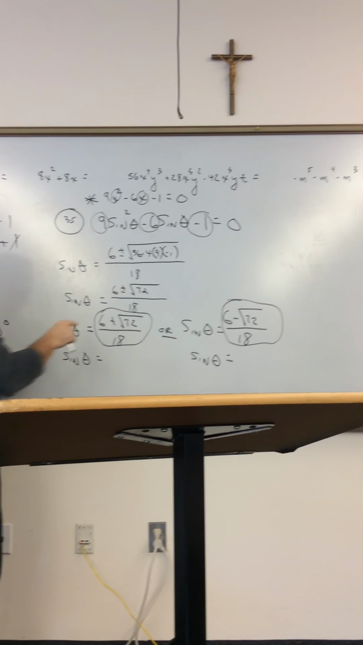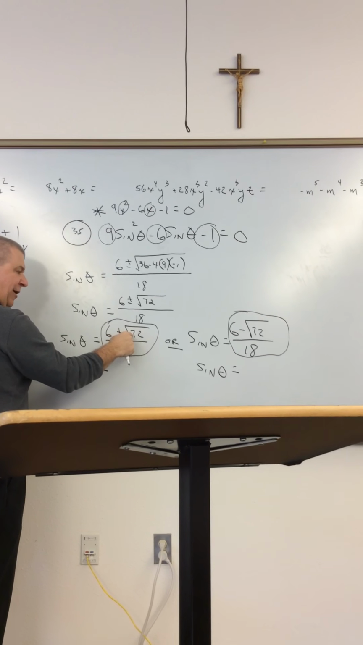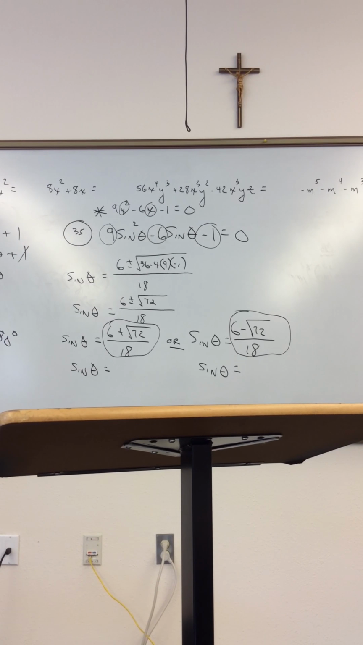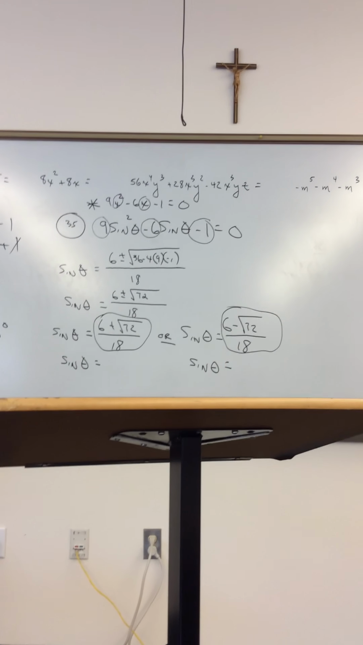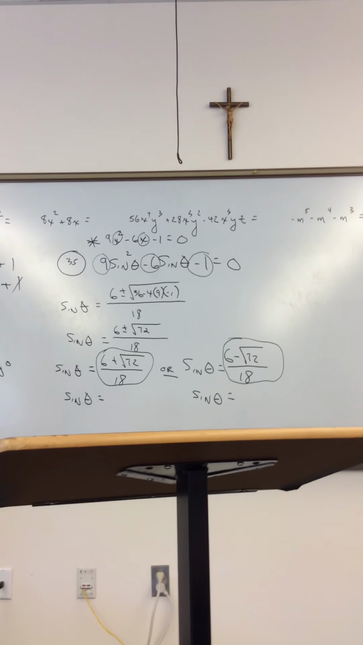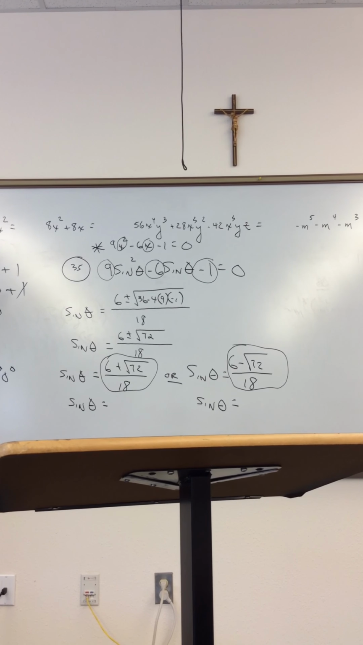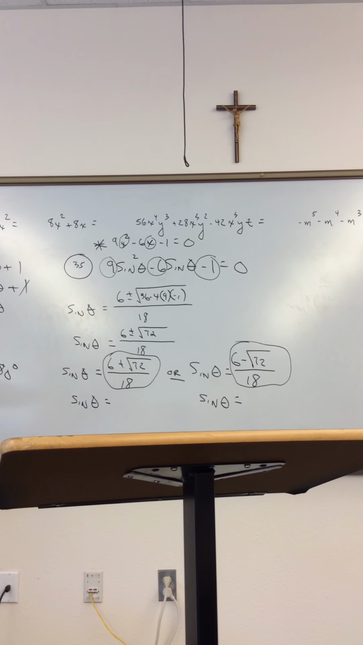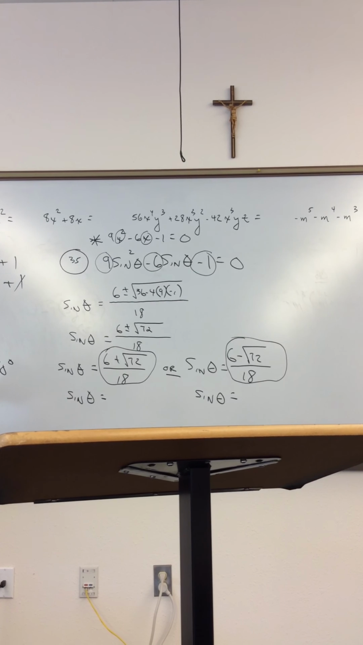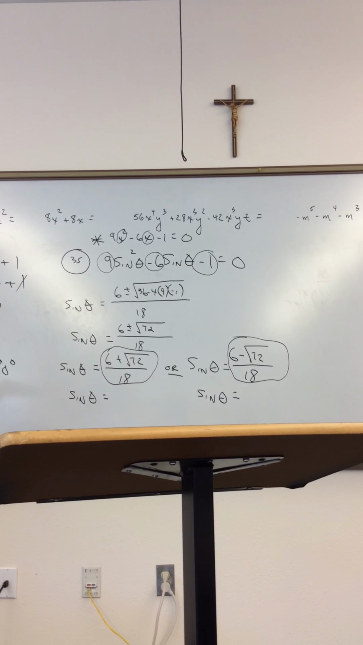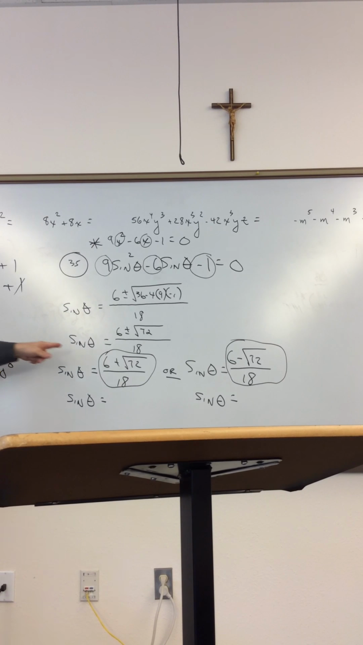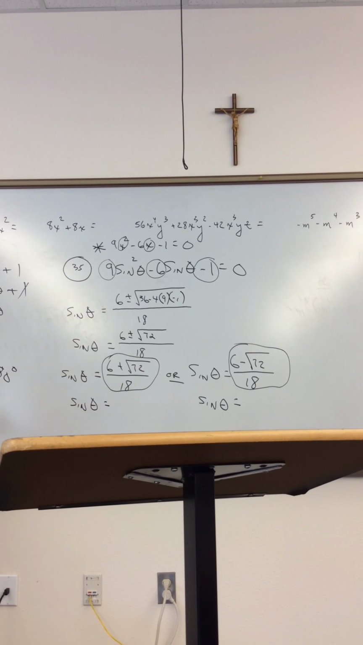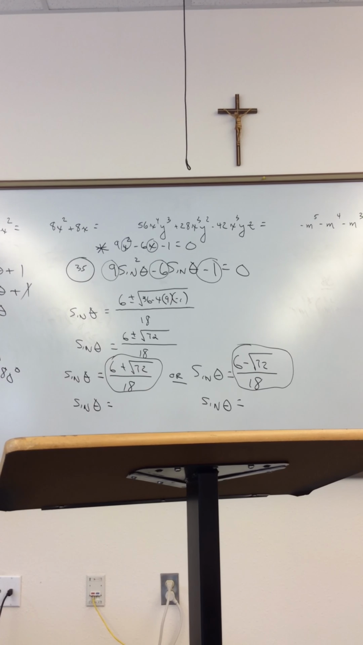I would like somebody to punch in 6 plus the square root of 72, divided by 18, and give me the 4-digit decimal. Round it off. It's going to be point something. You all have to do this because all these answers should be identical. Punch it in your calculator: 6 plus the square root of 72, all divided by 18. What's the 4-digit decimal?